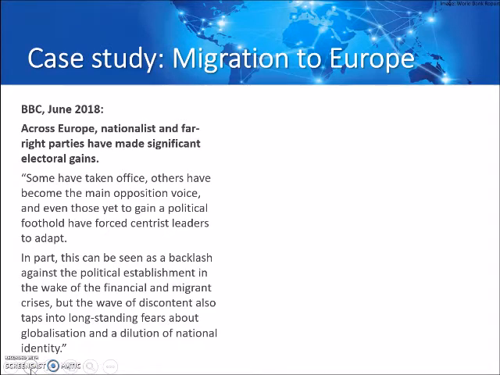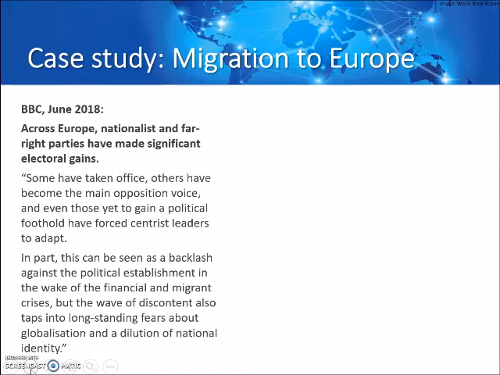Now, this has obviously had effects in Europe. This is a BBC article from 2018, three years later, almost four years after the crisis started. What we're seeing is that across Europe, nationalist and far-right parties have made significant electoral gains. The article says some have taken office, others have become the main opposition voice, and even those yet to gain a political foothold have forced centrist leaders to adapt.